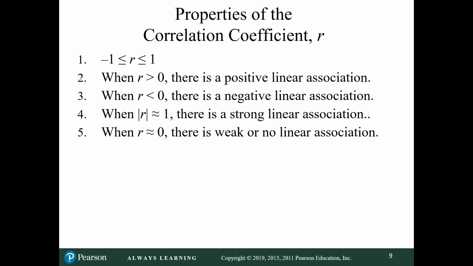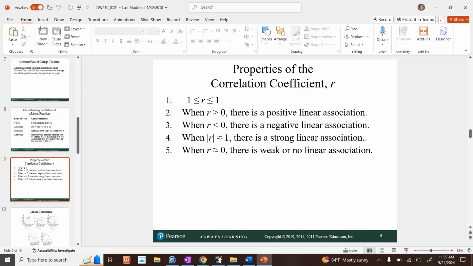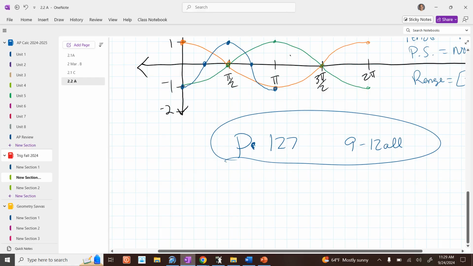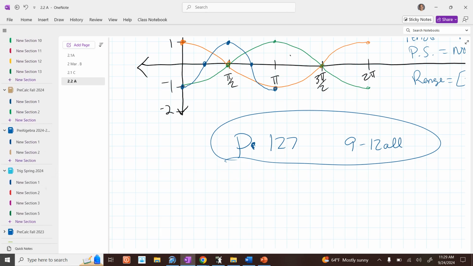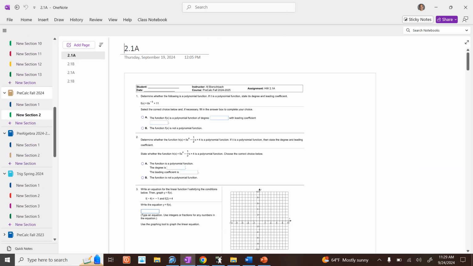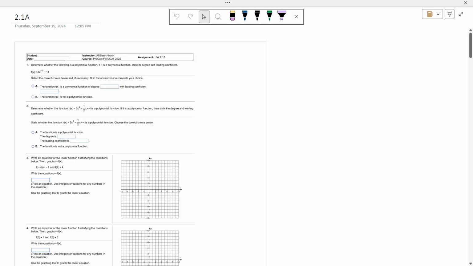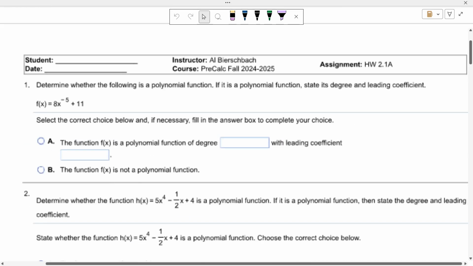All right. This is the second part, I think. So let me scoot out of this. And then PreCalc, Section 2.1a.